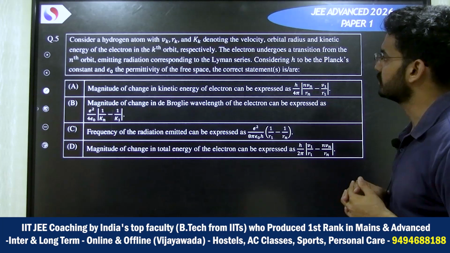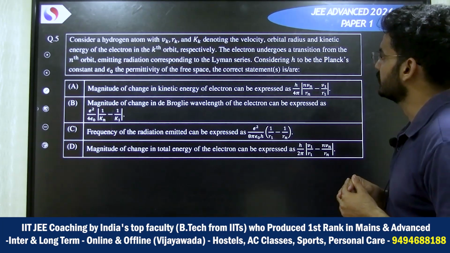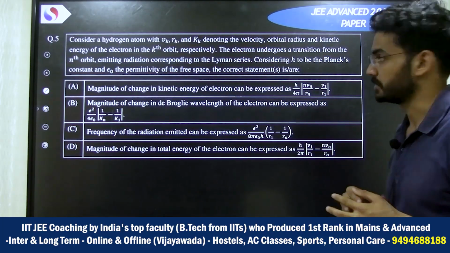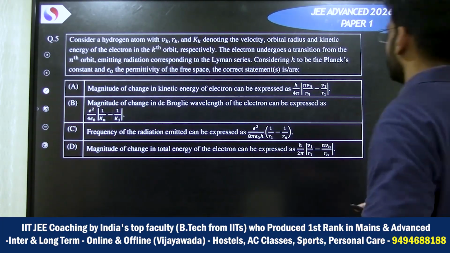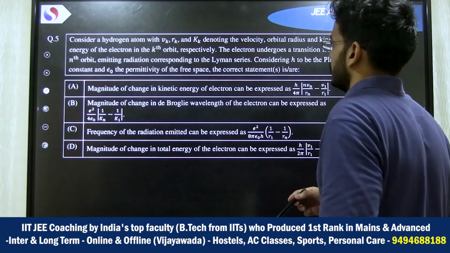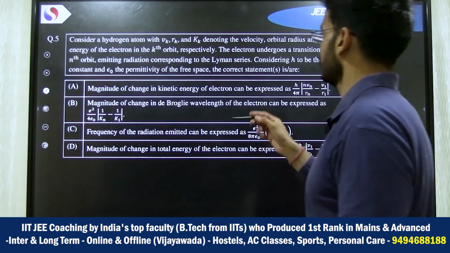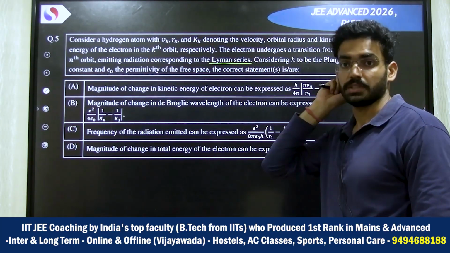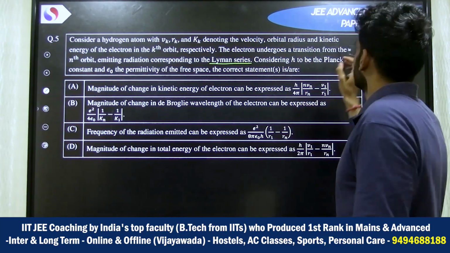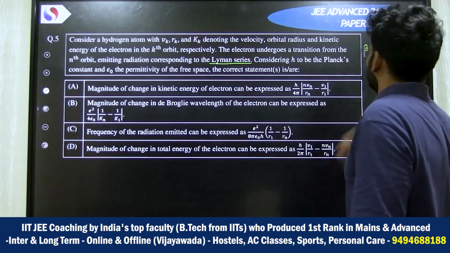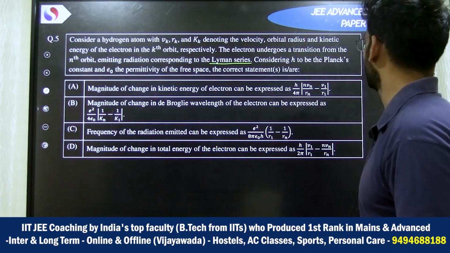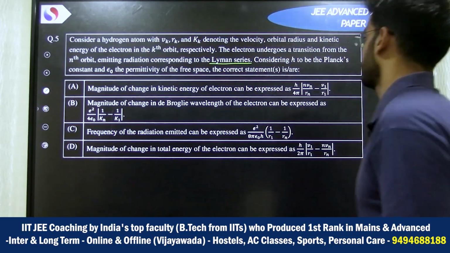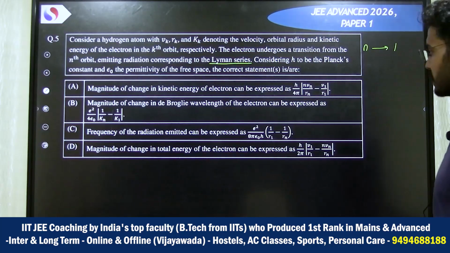Consider a hydrogen atom with Vk, Rk and Kk denoting the velocity, orbital radius and kinetic energy of the electron in the kth orbit respectively. The electron undergoes a transition from the nth orbit, emitting a radiation corresponding to the Lyman series. He could straightforwardly say first orbit, but he says Lyman series because he wants you to remember everything. So nth orbit directly to 1, right? Consider h to be Planck's constant and epsilon naught the permittivity of free space. The correct statement is or are. Multiple correct is there.